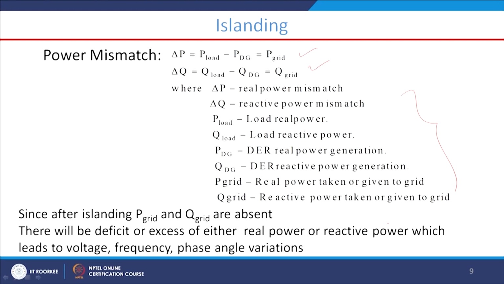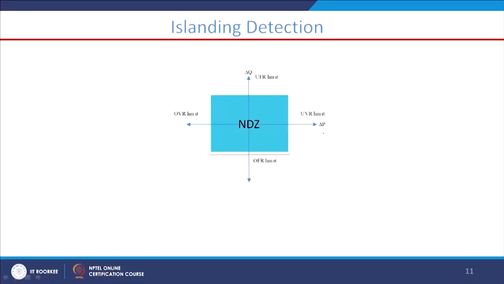Now, the question comes why this power mismatch is also important as far as islanding detection is concerned. We will discuss it in this particular figure. Let us say this is known as NDZ. NDZ means non detection zone. This NDZ is defined as the percentage of power mismatch for which the islanding relay does not detect the islanding condition. Very simple definition.